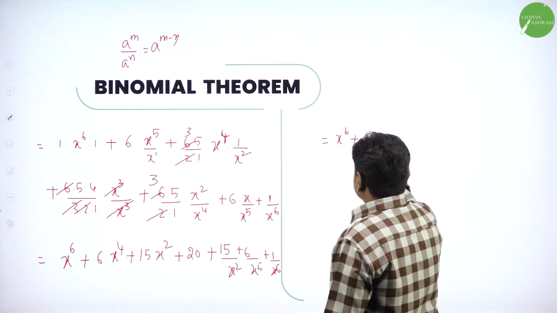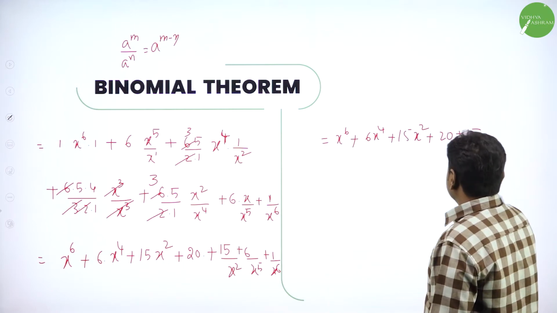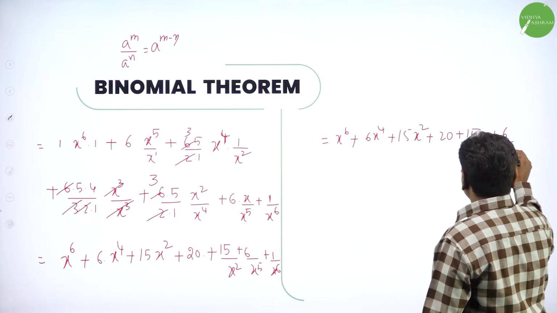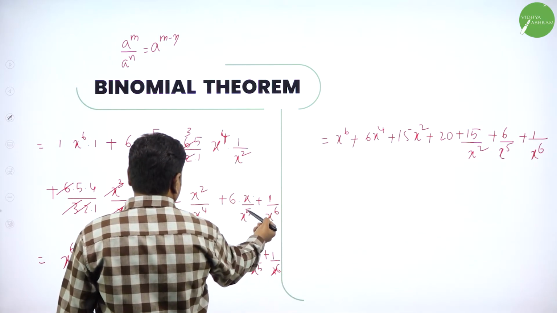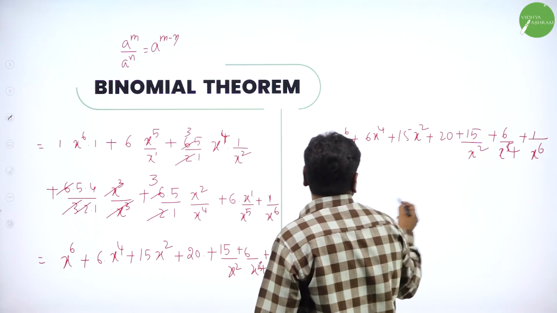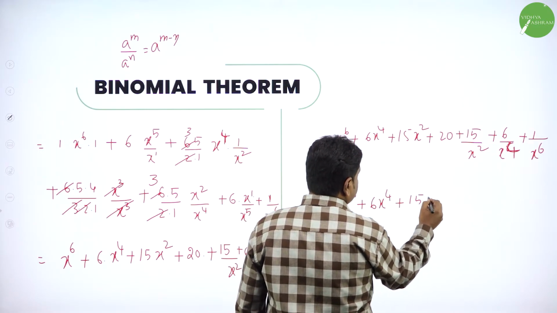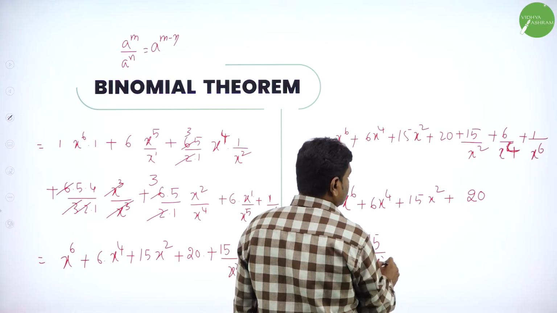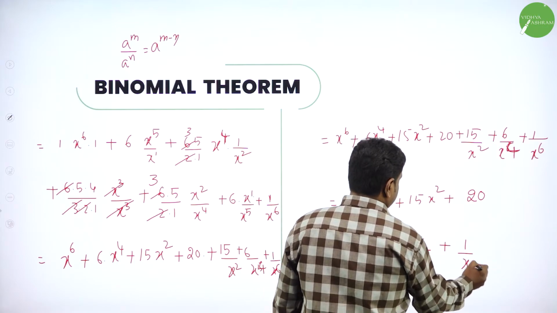The final answer is x power 6 plus 6x power 4 plus 15x square plus 20. Then again we'll have 15 by x square. The quotients will go in reverse order: 15, 6, 1, and these will go to the denominators. After 15 by x square, then 6 by x power 5 plus 1 by x power 6. So 6x power 4 it will be 6 by x power 4, by the law of indices, a power m by a power n. Only even powers: x square, x power 4, x power 6. So x power 6 plus 6x power 4 plus 15x square, the first 3 terms. In between we have 20. The last 3 terms are like this: 15 by x square, again 6 by x power 4, plus 1 by x power 6. That's it. I hope all of you understood.